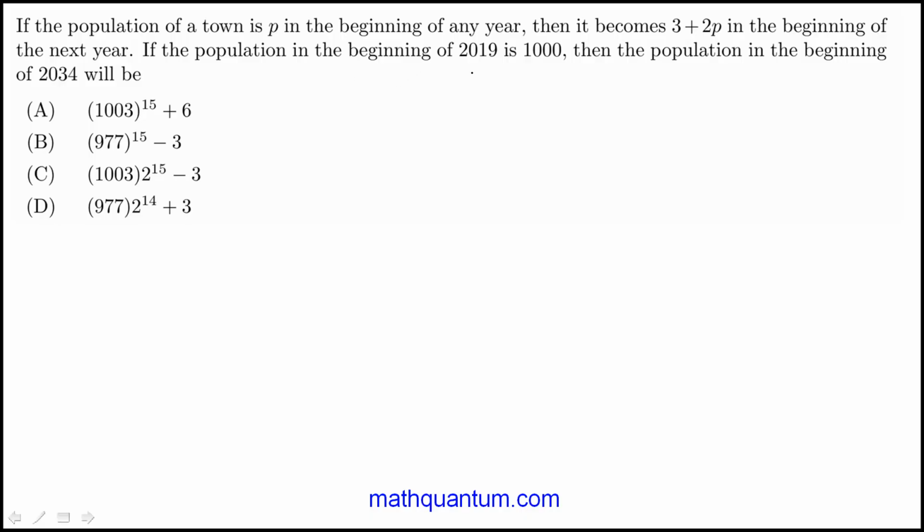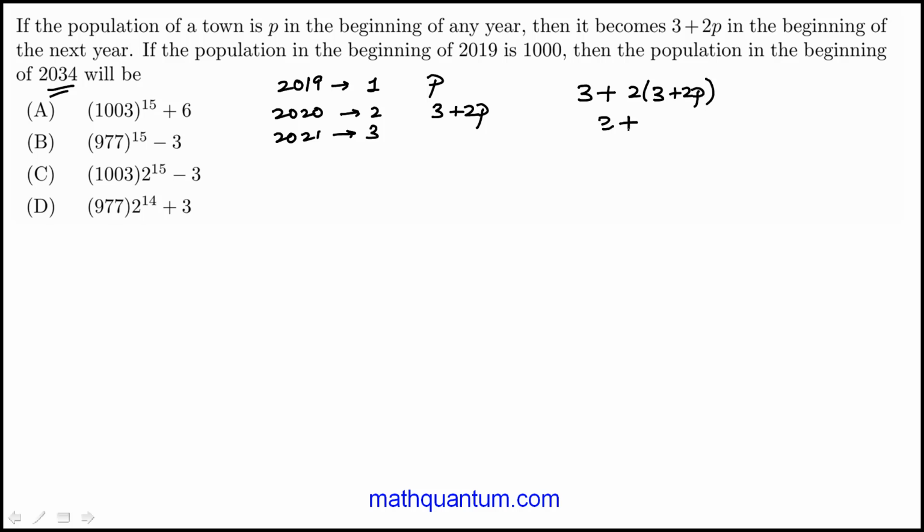So here I'll figure out the population in 2034 in terms of P. For example, 2019, that's at the beginning of the first year, it's P. Then 2020, which is the beginning of the second year, is 3 plus 2P. And then in the third year, we plug in P to be 3 plus 2P.